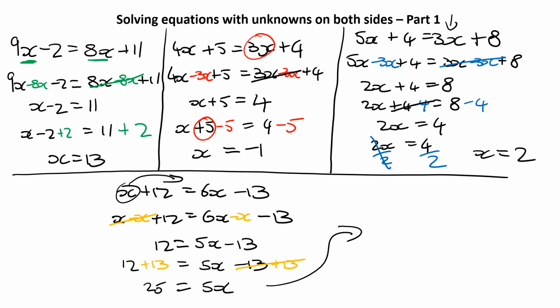Just because I've run out of space down the bottom, what I'm going to have is 25 equals 5x, and if it's 5x it means 5 times x, so I'm going to do the inverse operation and divide by 5. They cancel out. 25 divided by 5 is 5, so 5 equals x, so x equals 5.